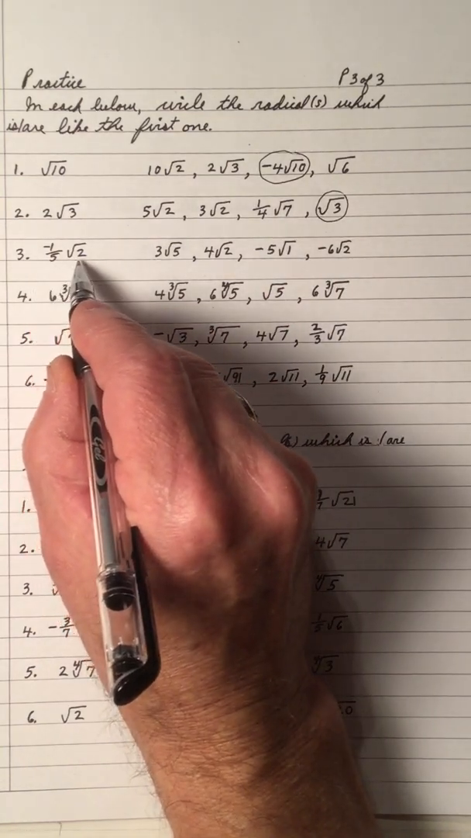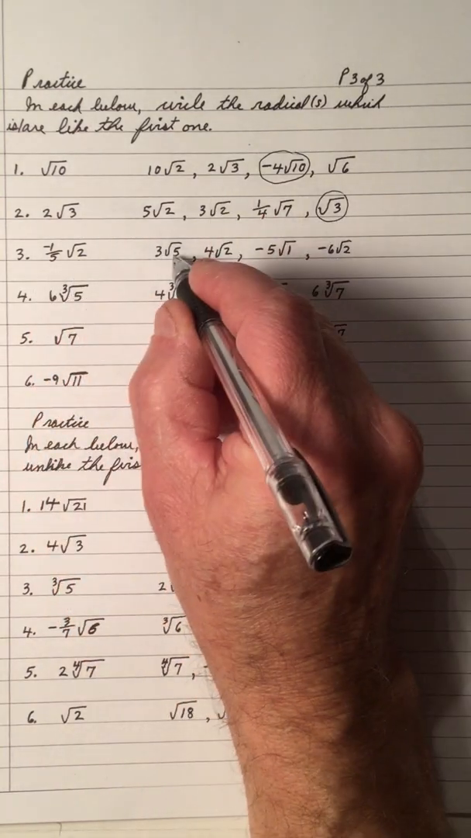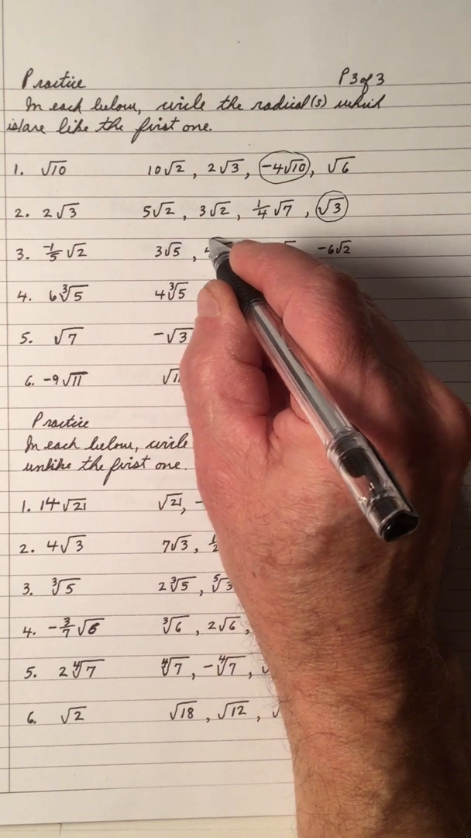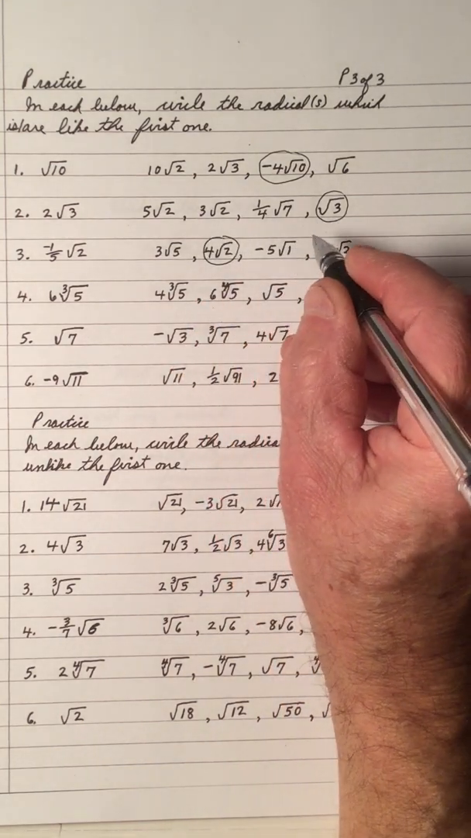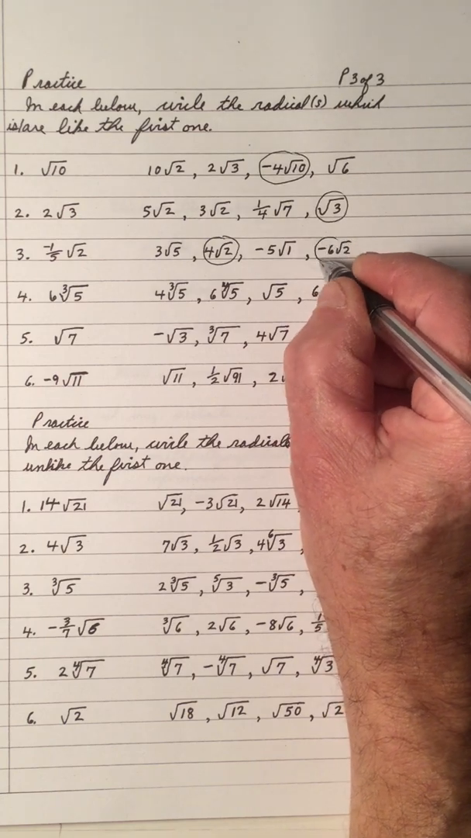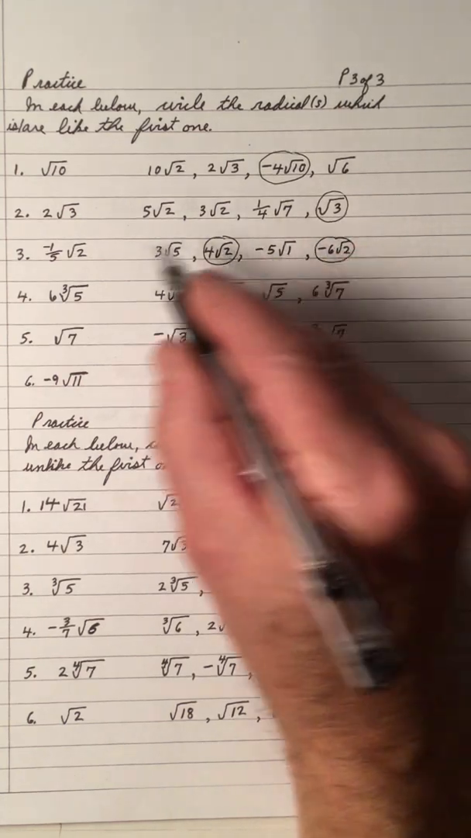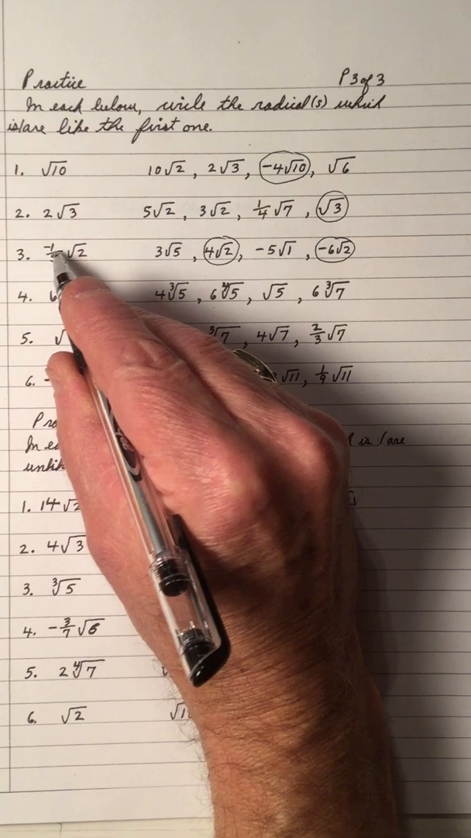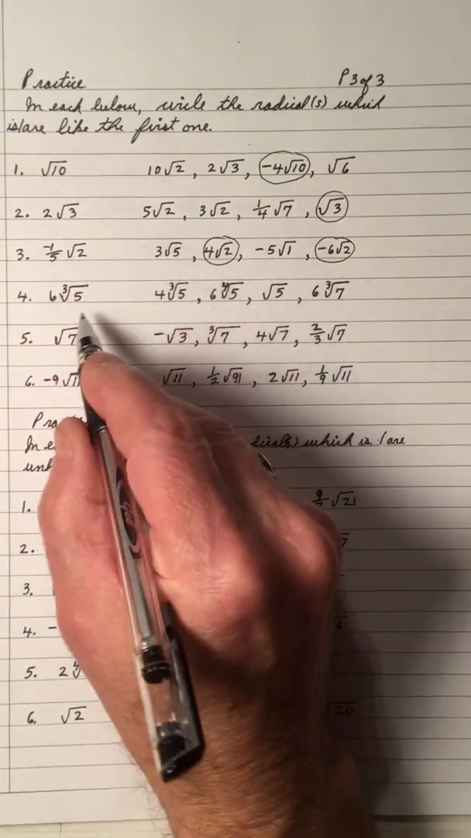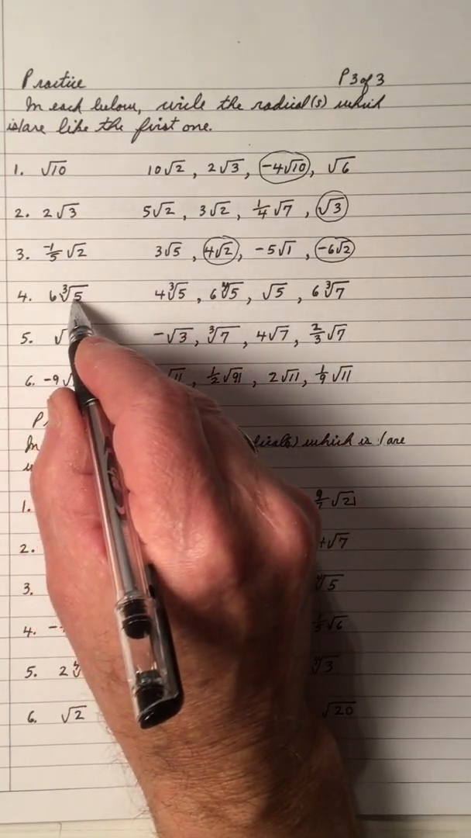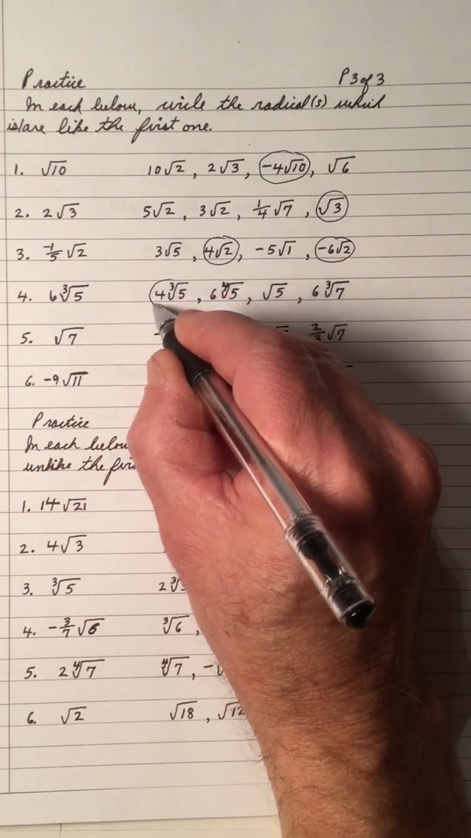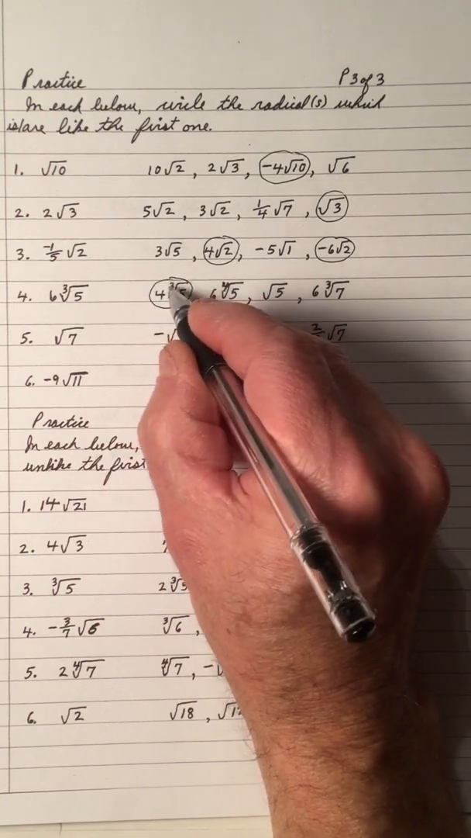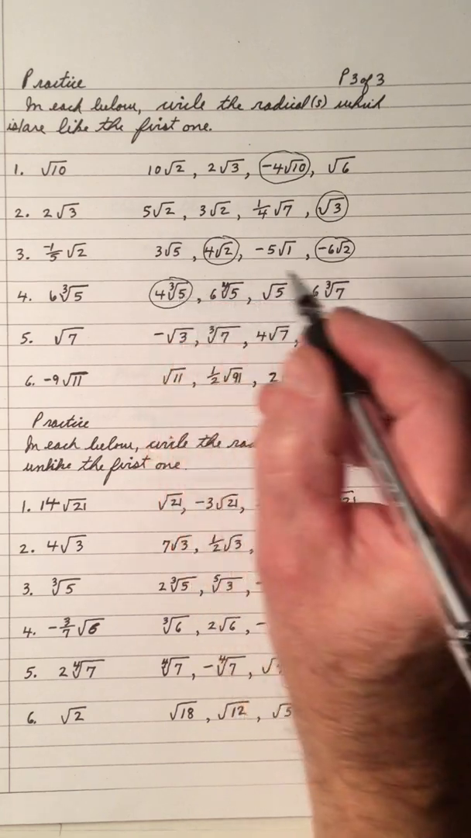Number 3, I have to have root 2. That's root 5, no. This is a root 2, yes. This is root 1, no. And this is a root 2. So two of these are like the one-fifth root 2. Number 4, I need the cube root of 5. Oh, there's the cube root of 5. The 4 in front makes no difference as long as it has the same root and the same radicand.